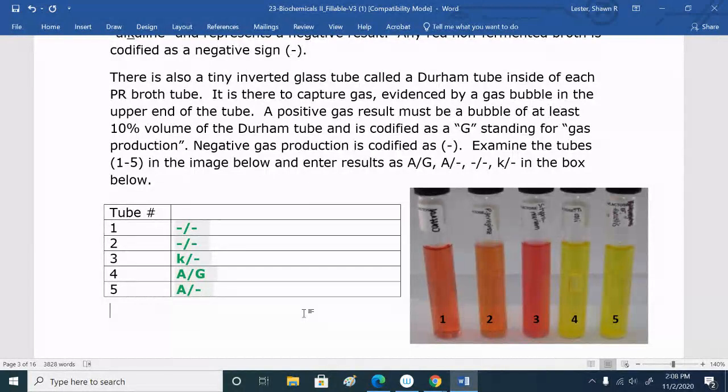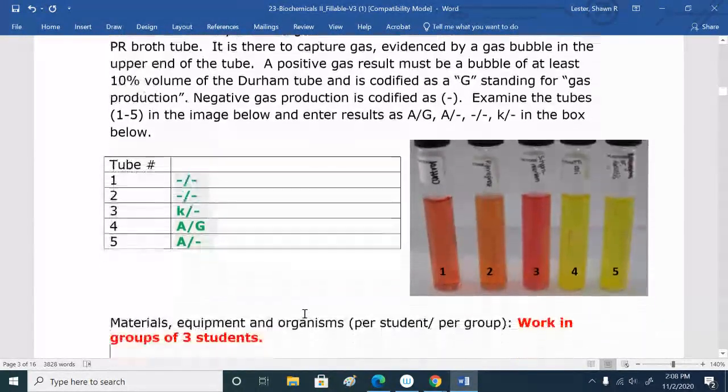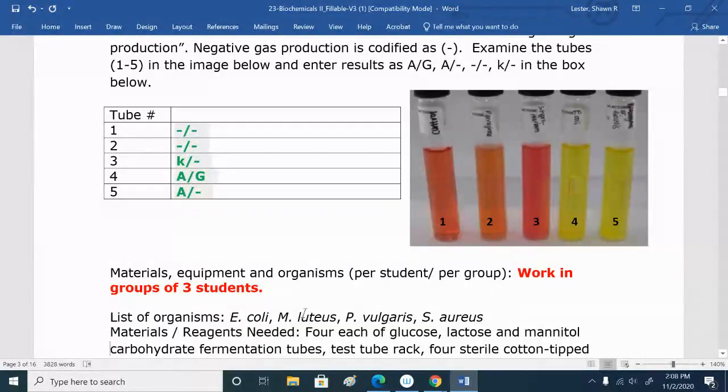Now what we would do, we're actually in the lab using 4 different bacteria, E. coli, Micrococcus luteus, Proteus vulgaris, and Staph aureus. And so we have 4 different bacteria, 3 different carbohydrate tubes. So each group would be inoculating 12 tubes. So there's a lot of labeling involved. You have to label all the tubes with what organism. And because you guys are not sure enough yet, you would label them with what carbohydrate was in there. But you would have 4 glucose tubes, 4 lactose tubes, and 4 mannitol tubes, right? Because we have 4 different bacteria.